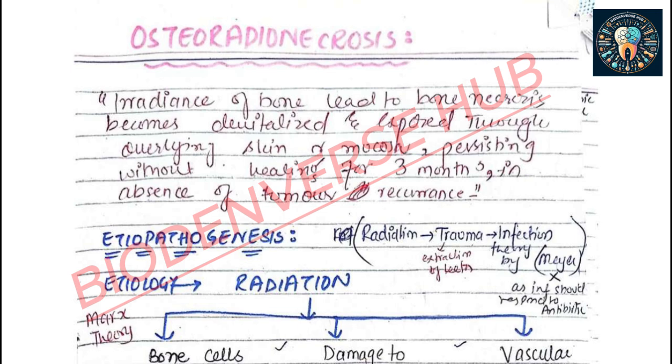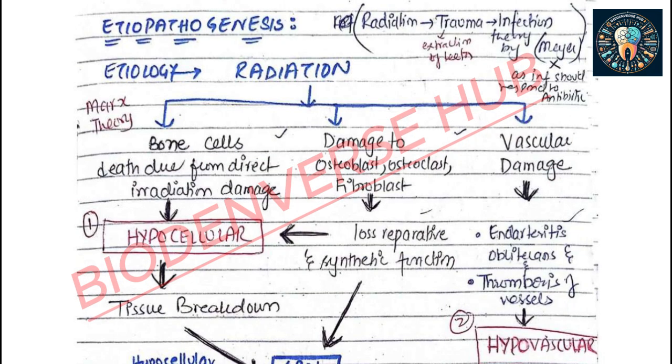You need to remember the following key points out of the definition. First of all, the radiation of high intensity. Secondly, the bone necrosis and the bone becomes devitalized. Third, it becomes exposed through the overlying skin and mucosa, and this condition persists without healing for 3 months. So let us move on towards the etiopathogenesis.